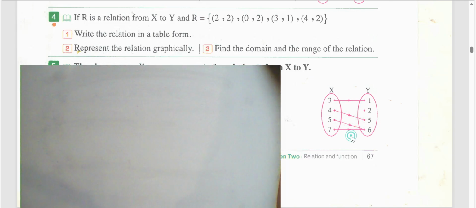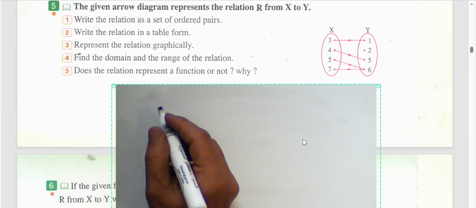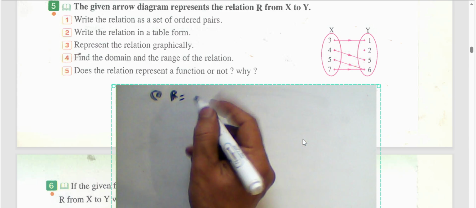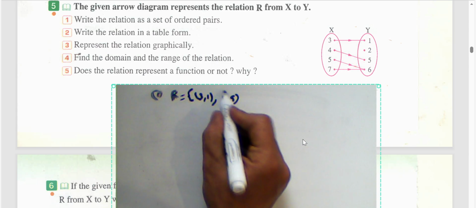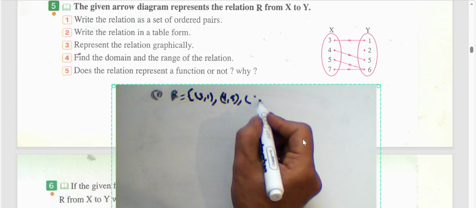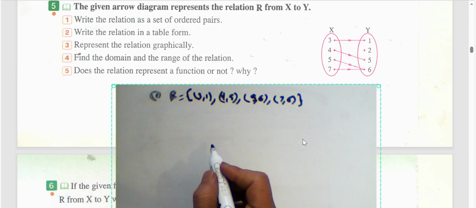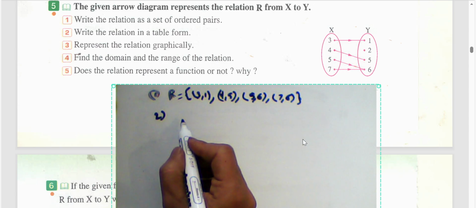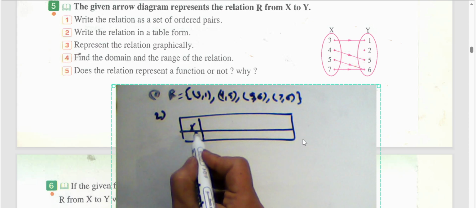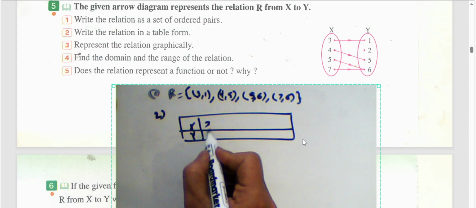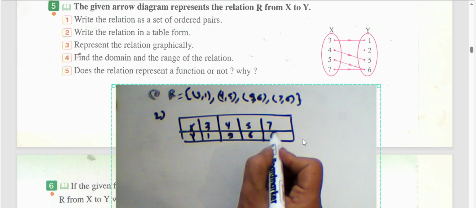Number 5, we can write the relation here. Look at it from 3 to 1, 4 to 5, and also 5 to 6 and 7 to 6. That's number 1. Number 2, write the relation in a table. You can draw the table like this and write X and Y. The images: 3 with 1, 4 with 5, 5 with 6, and 7 with 6.